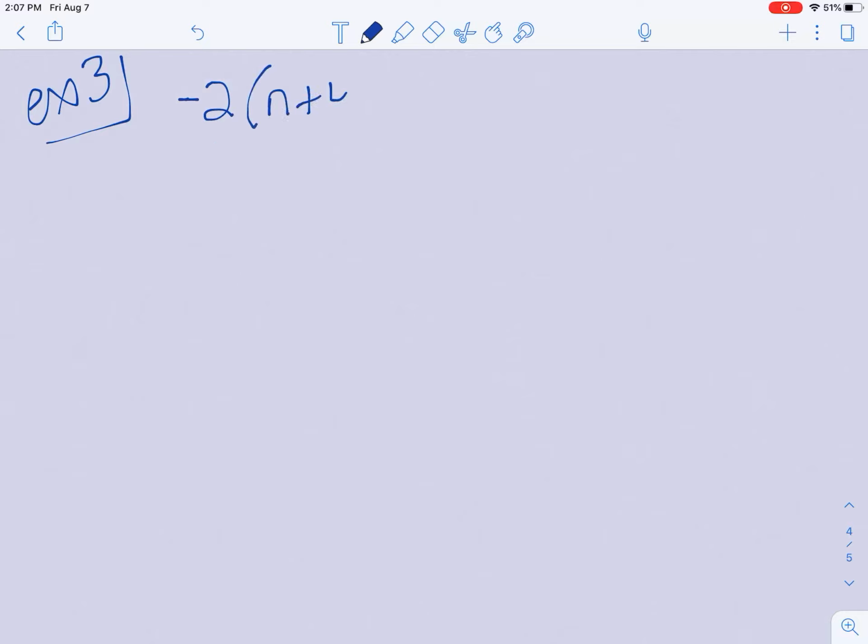Negative 2, open your parentheses, n plus 4, close them, equals 6n minus 6, open your parentheses, n plus 2. Go ahead and pause and finish this one.